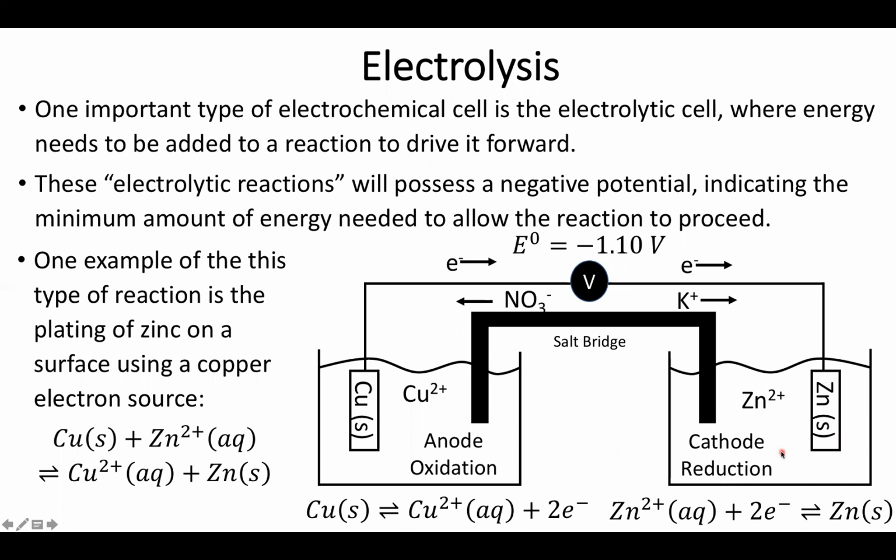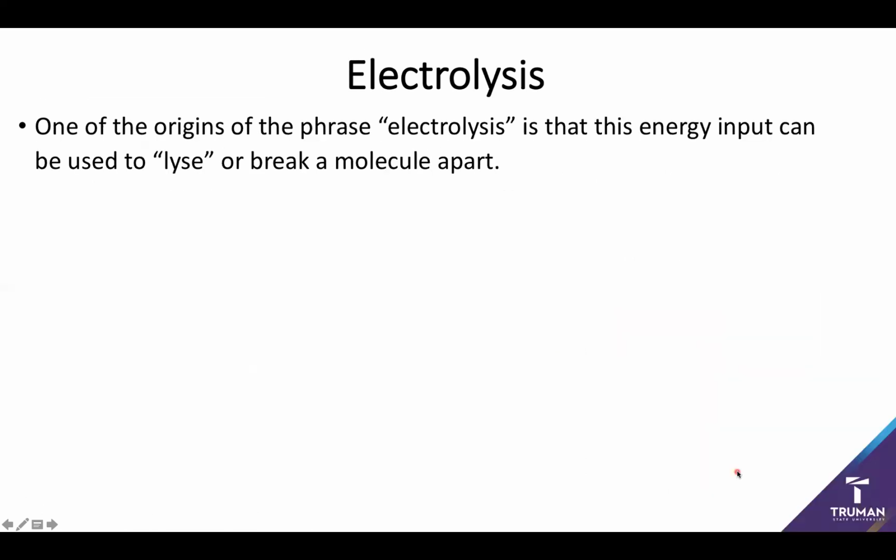But you'll note that when we calculate the potential, it will be the exact negative of the copper plating reaction. So this has a potential of negative 1.1 volts. This means that I have to put in a bare minimum of 1.1 volts to make this reaction happen. This will often come by putting in a battery or some other kind of electric source. So if I get this extra energy, I can start to drive this otherwise unfavorable reaction forward.